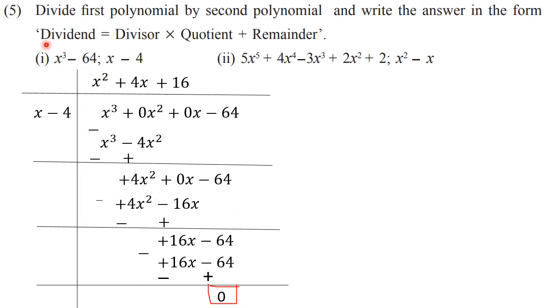Now we have to write down the answer in the form dividend is equal to divisor into quotient plus remainder. So that we can write down like this. Dividend is x cube minus 64 is equal to divisor is x minus 4. Then you can write down the quotient from here, but while writing you have to write it in bracket. And finally plus the remainder, which is 0 here. Okay, now since it is written that divide first polynomial by second polynomial, you have to do long division method.